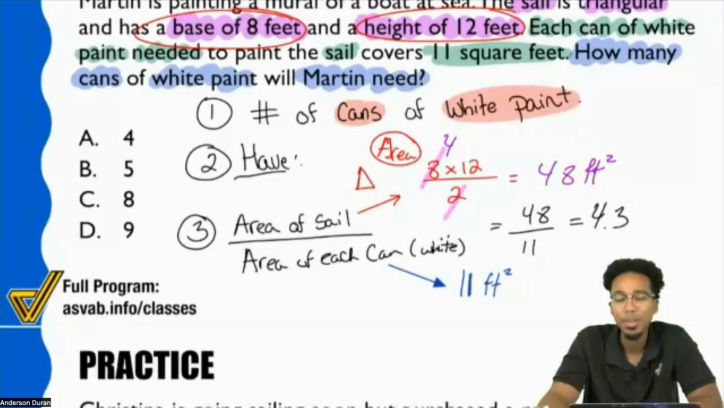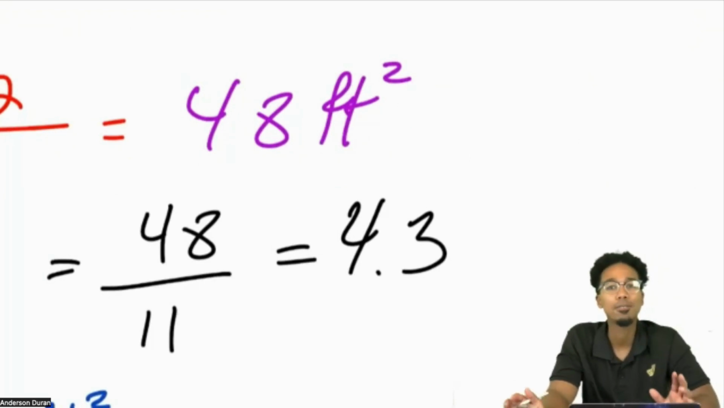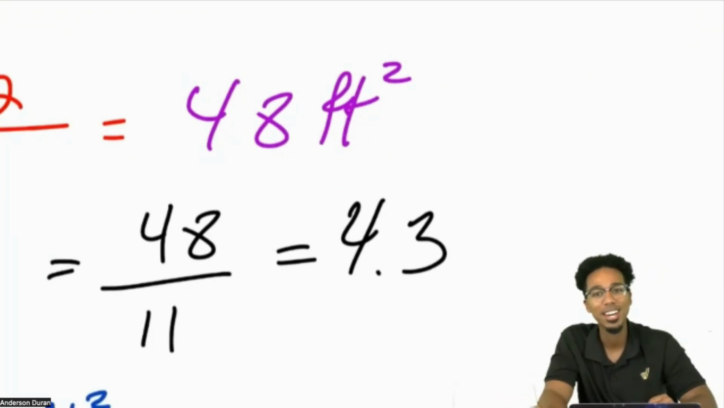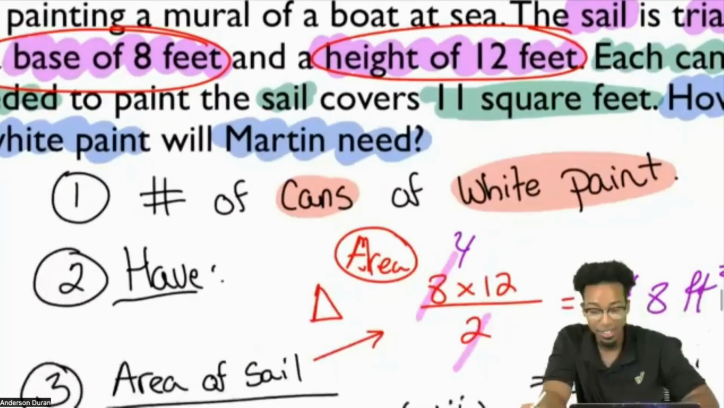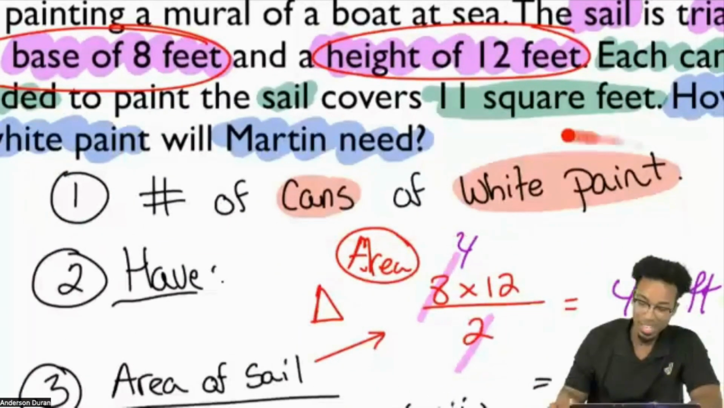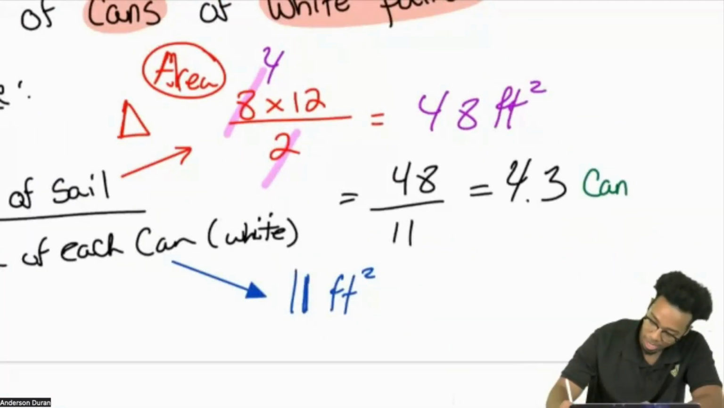Nah, the answer's not going to be 4. Think about it like this, everybody. What does that 4.3 mean? If you divide the area of the sail by the area of each can of paint, what do you get? What does that number mean? Somebody say it. The number of cans of white paint. Exactly. This says right here, 4.3 cans of white paint.